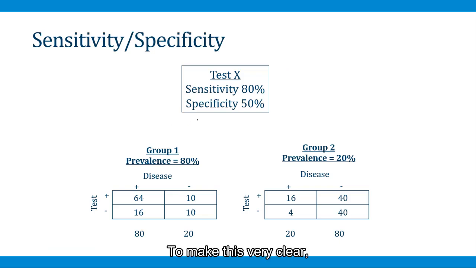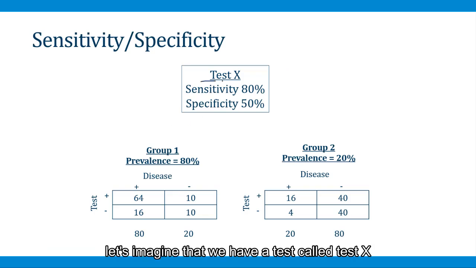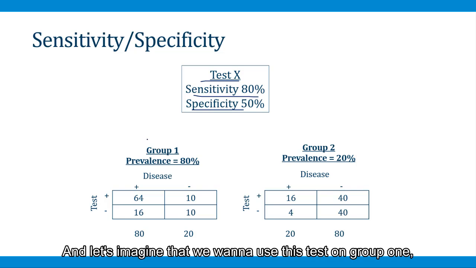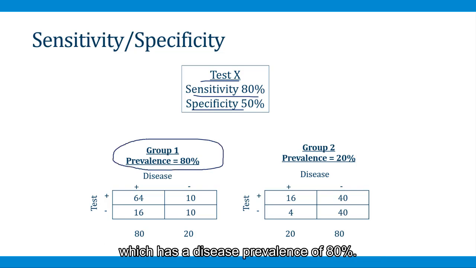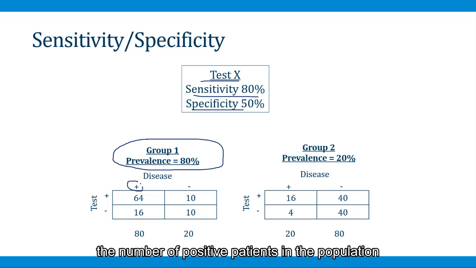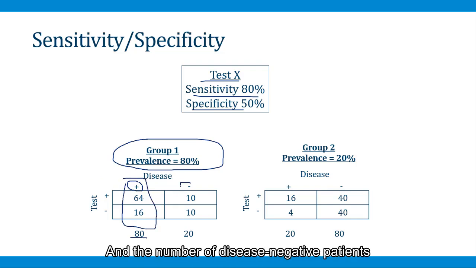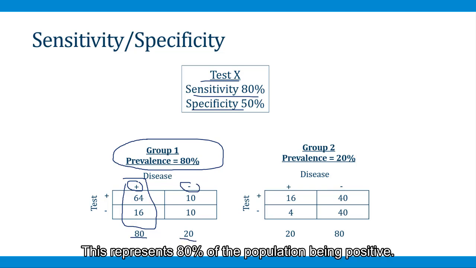To make this very clear, let's imagine that we have a test called test X with a sensitivity of 80% and a specificity of 50%. And let's imagine that we want to use this test on group 1, which has a disease prevalence of 80%. And so because disease prevalence is 80%, the number of positive patients in the population is going to be 80. That's going to be the total number of patients in this column here. And the number of disease negative patients is going to be 20. This represents 80% of the population being positive.